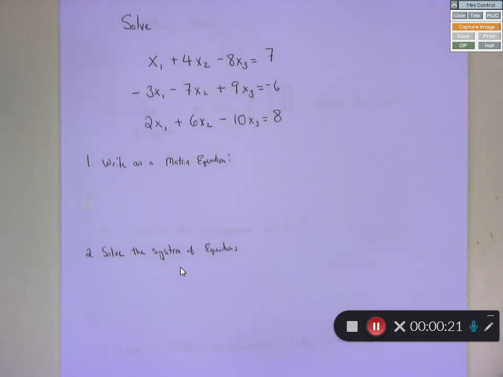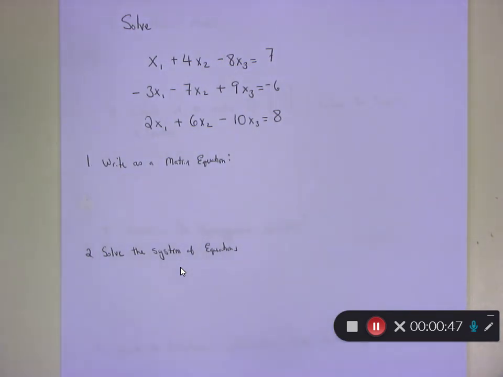Now, read the directions, because this is the kind of stuff that I put on the test. So it's very word-oriented. First thing I want you to do is this. 3 points. Here's a system of equations. x1 plus 4x2 minus 8x3 equals 7. Negative 3x1 minus 7x2 plus 9x3 equals negative 6. And 2x1 plus 6x2 minus 10x3 equals 8. I want you to write it as a matrix equation.